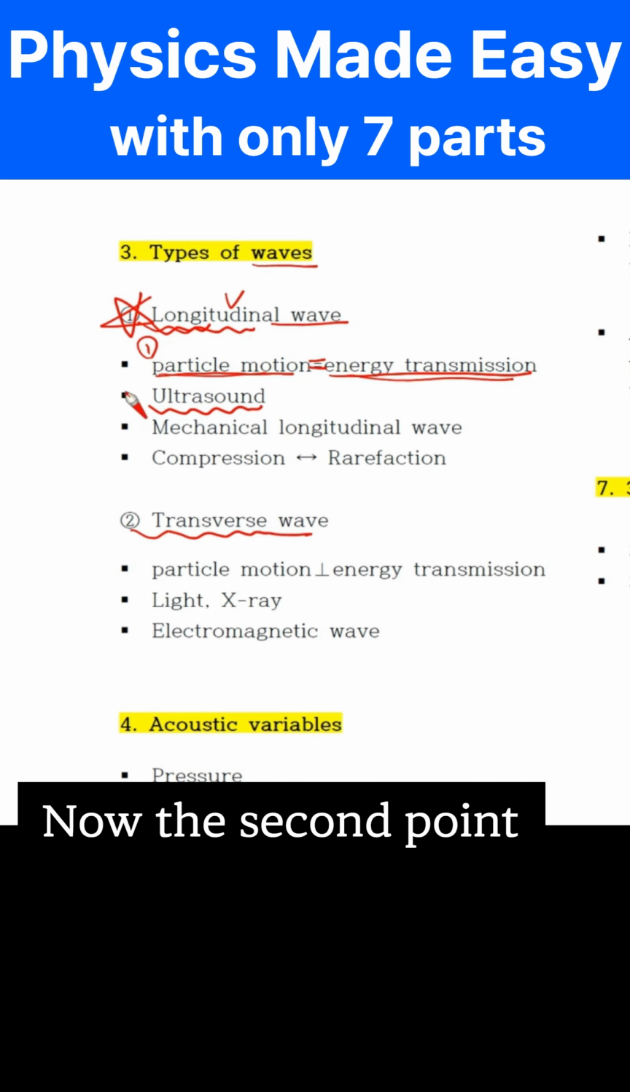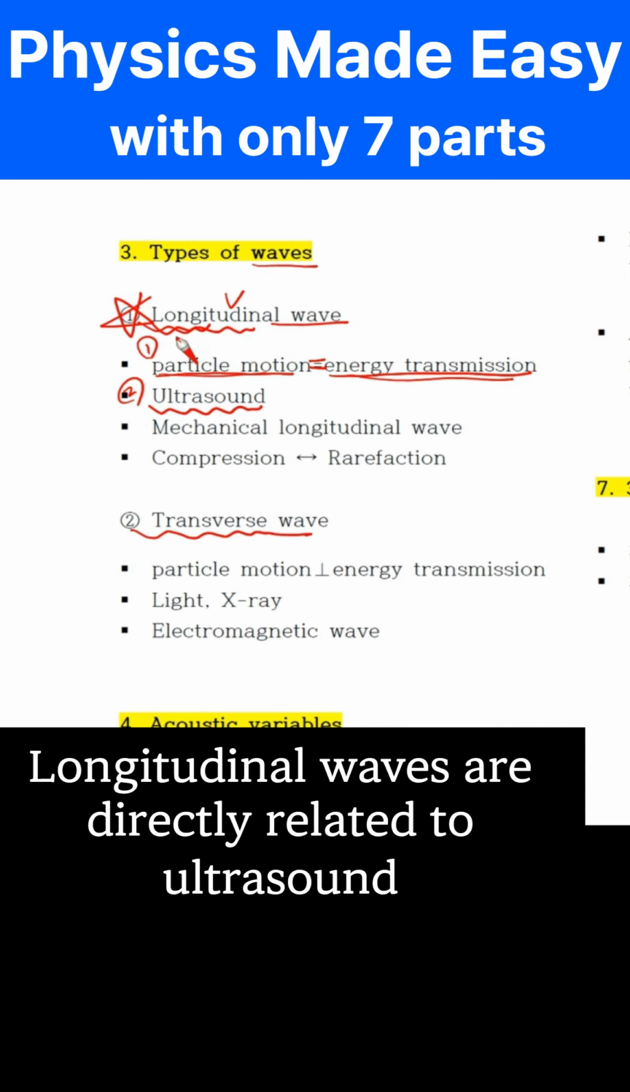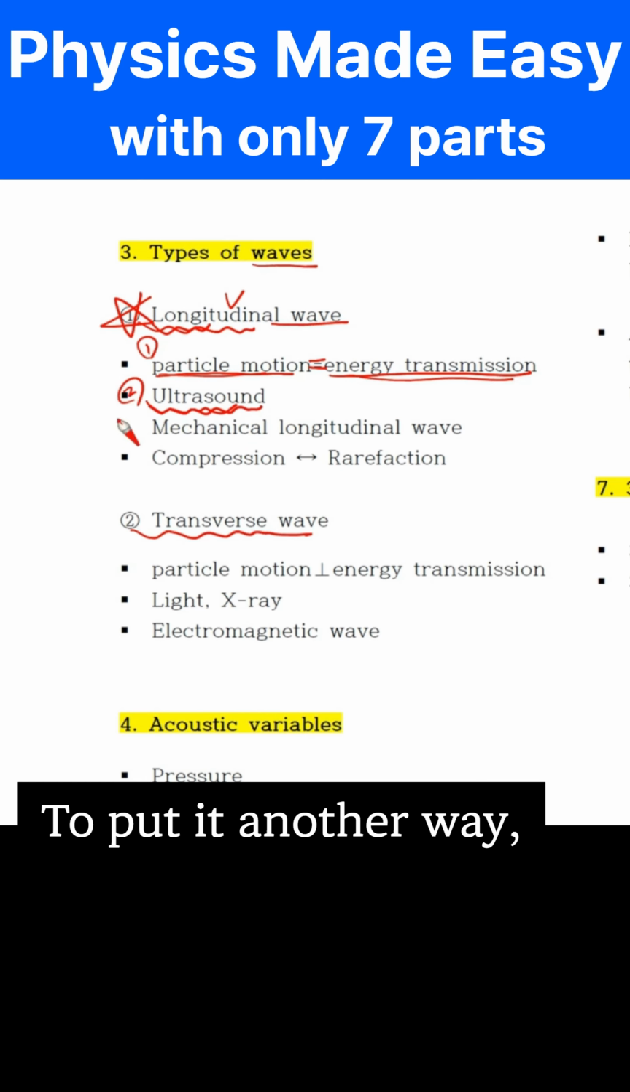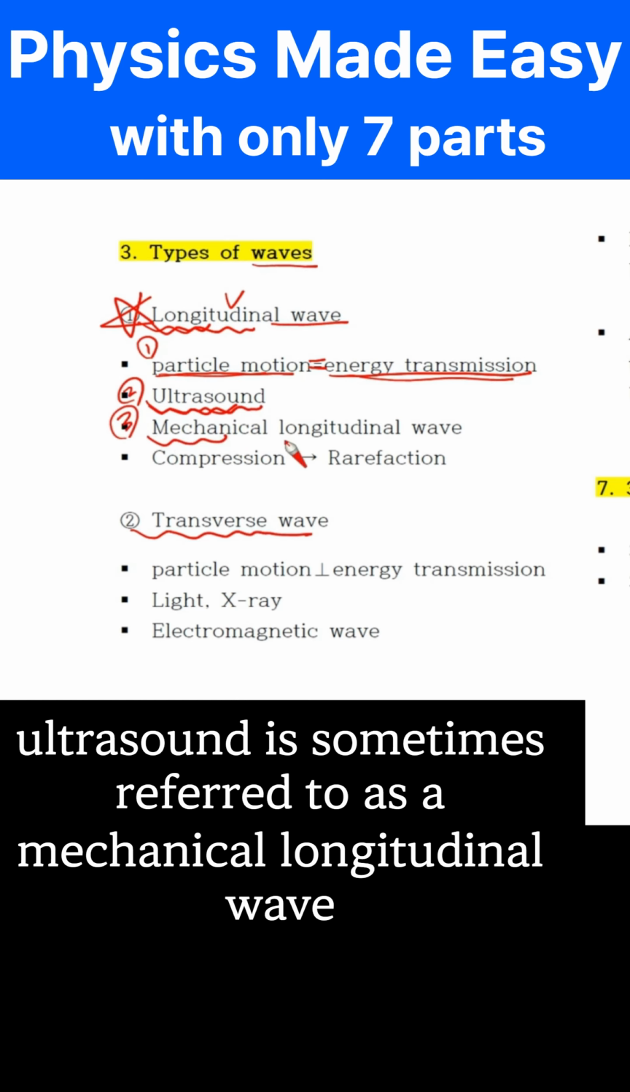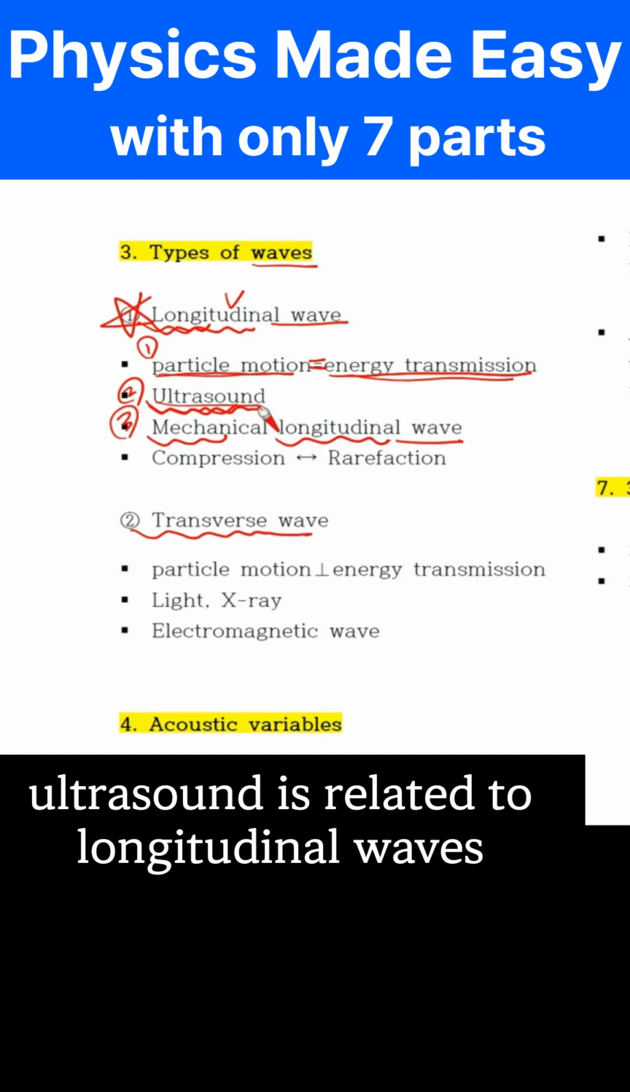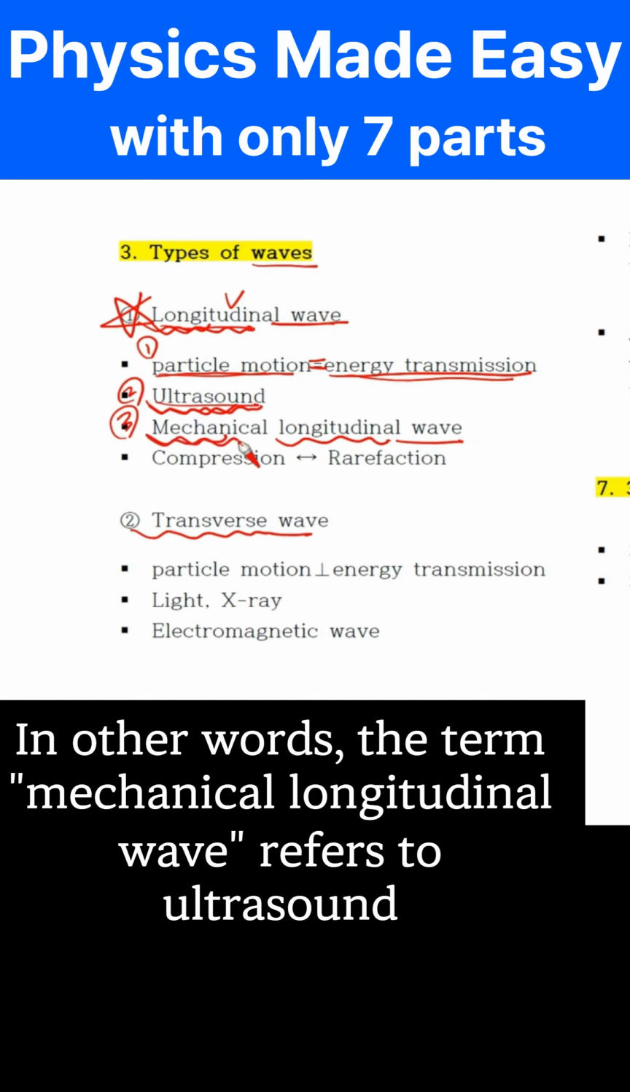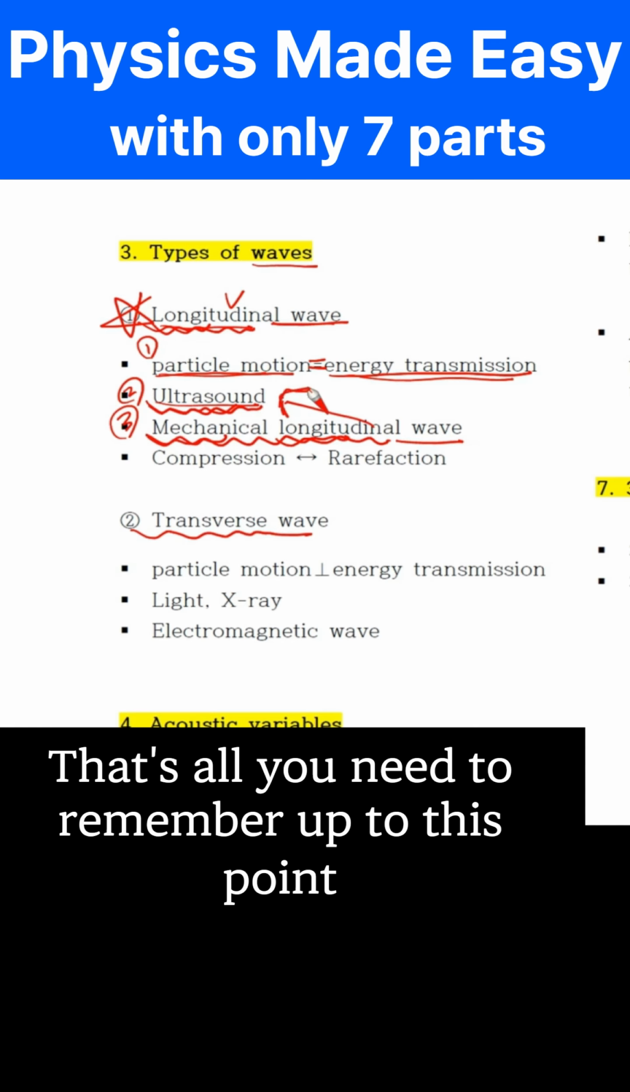waves. Now the second point, I explained this earlier, longitudinal waves are directly related to ultrasound. To put it another way, ultrasound is sometimes referred to as a mechanical longitudinal wave. To summarize once again, ultrasound is related to longitudinal waves. In other words, the term mechanical longitudinal wave refers to ultrasound. That's all you need to remember up to this point.